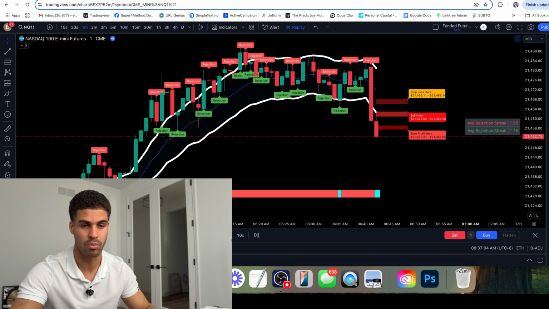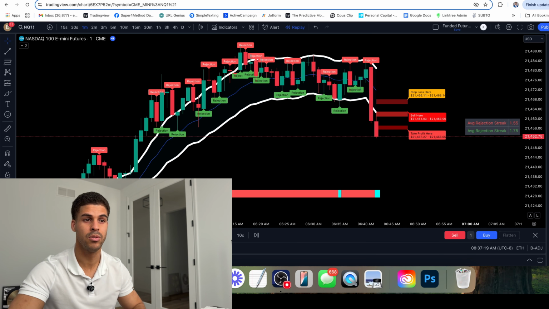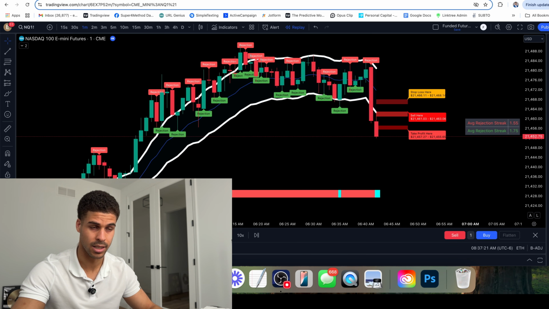Here's another idea right here. Rejection streak is 1.75, so almost 2 every time we get one of these candles. Price makes a strong bottom here after trying to push down. This would have been our trade, pullback, long trade inside of the channel. Does that make sense? Those are the two ways that you could trade this indicator and use it to be highly effective, consistent, and profitable.